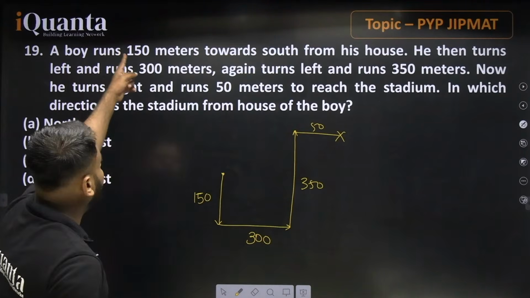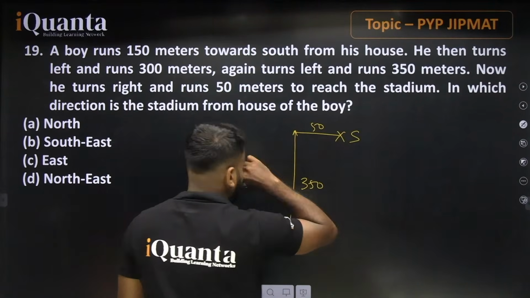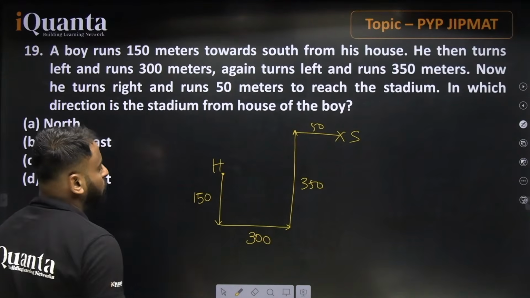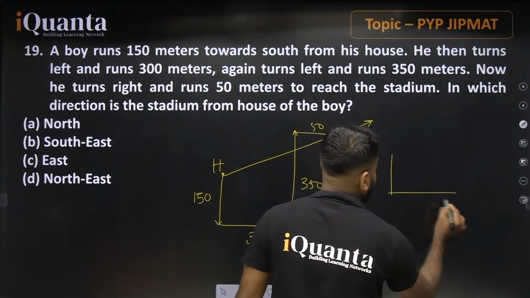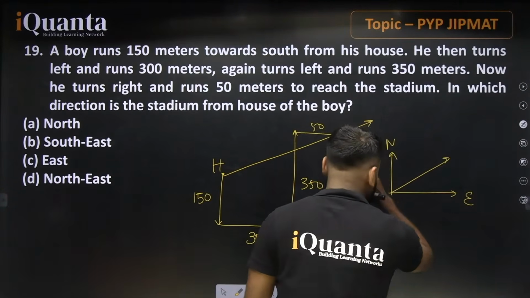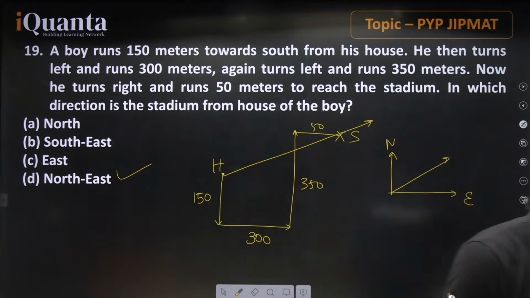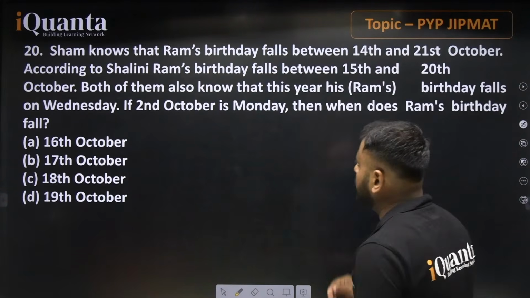A boy runs 150 meters towards south from his house. So this is the house and this is the stadium. Now the question is, in which direction is the stadium from the house of the boy? So this is the direction. If this is east and this is north, this is the direction. Northeast is the right answer. Northeast means option D is the correct answer for this part. Right, very good. So this is the part here. Northeast is the right answer.